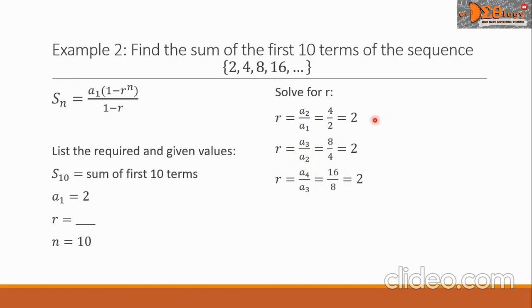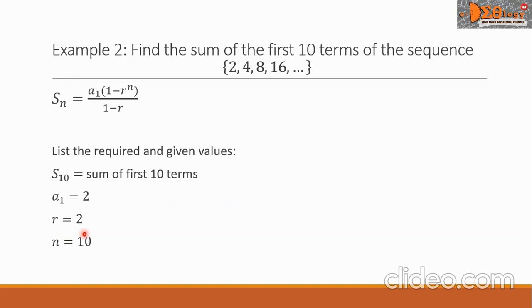We can see here that the ratios are common, and we are sure that this is a geometric sequence, and we can use our formula here. Also, let us copy this value in our blank here. So r is equal to 2.